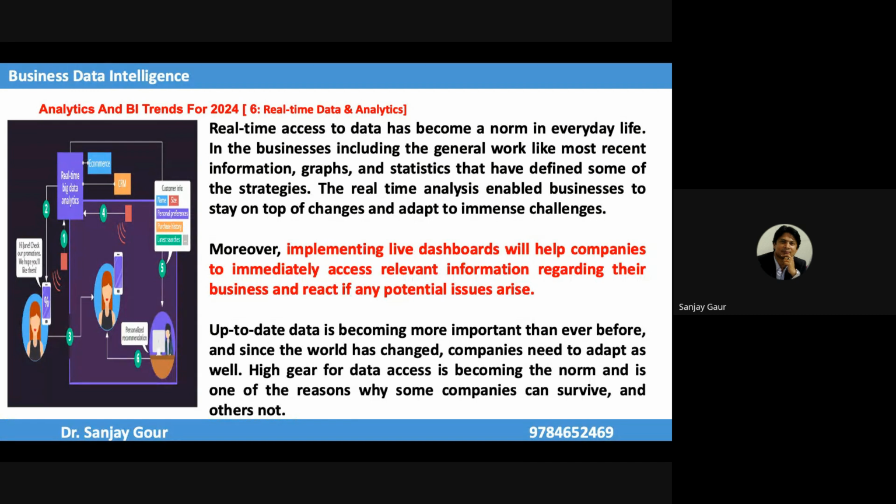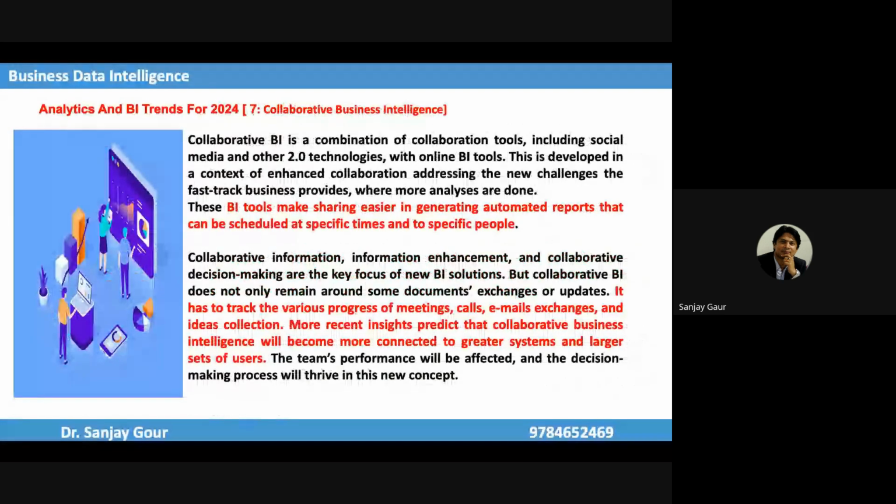So business data intelligence gets importance with the help of data science and artificial intelligence also. Next is collaborative business intelligence. Collaborative business intelligence is a combination of collaboration tools including social media and other 2.0 technologies. Similarly, we can say that technology industry 4.0 is coming and society 5.0 is again a technology which may be utilized by the system with online BI tools also.